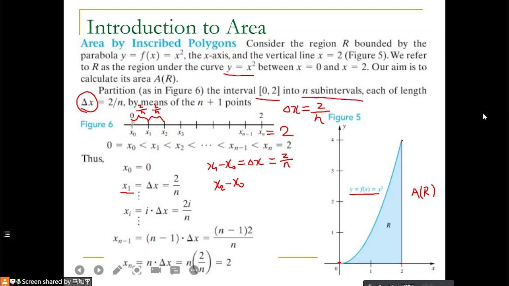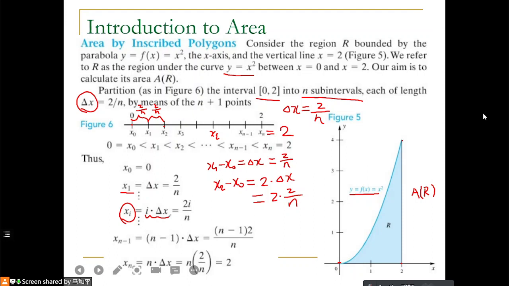This is 0, so x2 is equal to 2 times delta x, which is 2 times 2 over n. x0 is 0, so we have x2 is 2 times delta x. And in general, xi is equal to i times delta x, so it's equal to 2i over n.